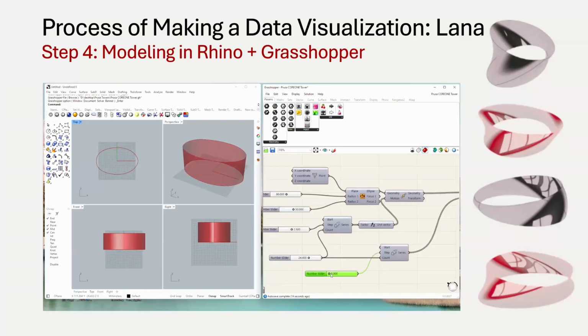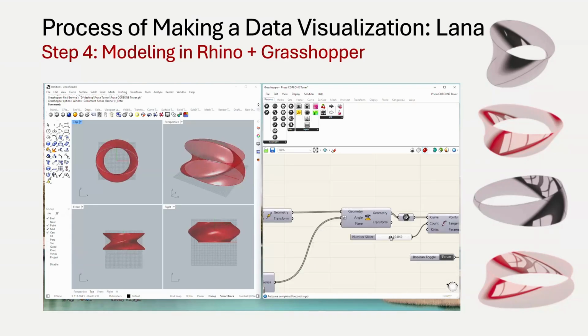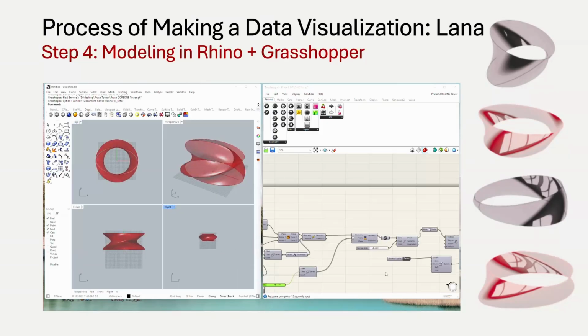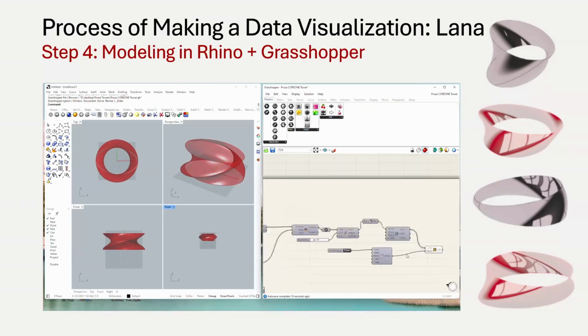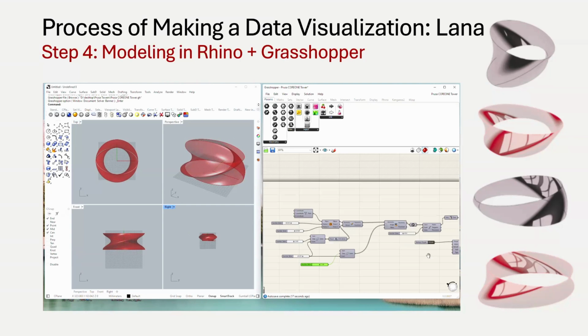Yeah, all these numbers are actually mutually impacted. If I adjust the number on the left-hand side, this number will change as well. Yeah, so that's the workflow.